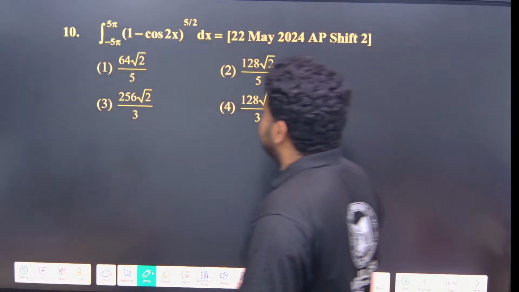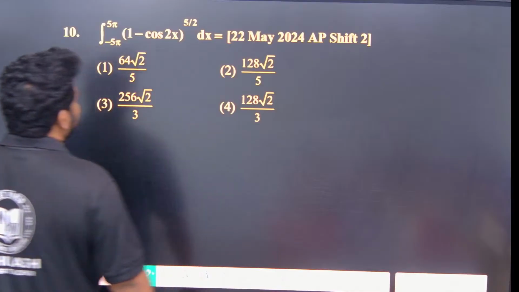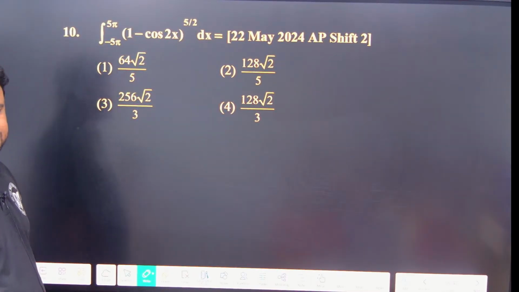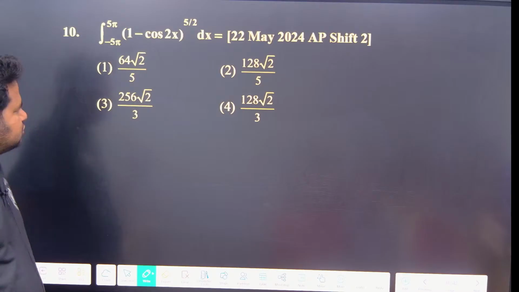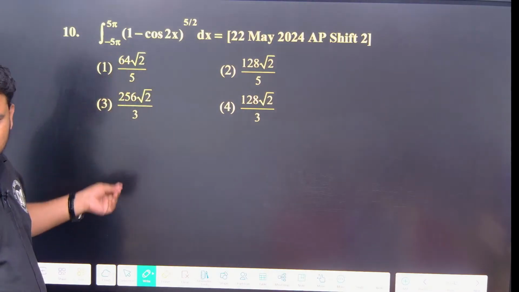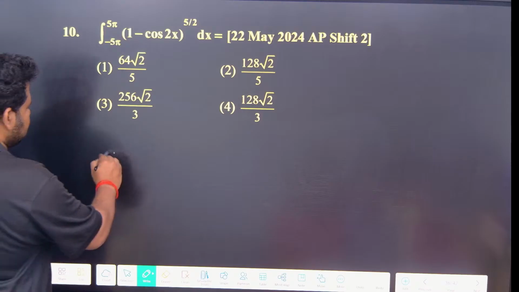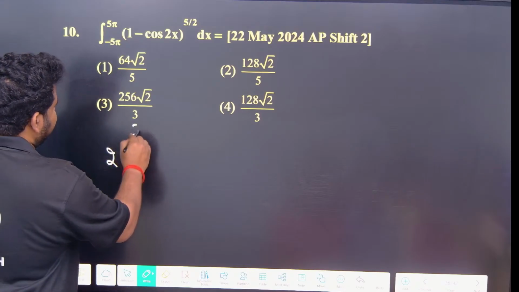Look at this one, minus 5 pi to 5 pi. 1 minus cos 2x. Cos 2x is what, even or odd function? Cos x is even, so directly even means I can write 2 times 0 to a. So I can write it as 2 times 0 to 5 pi.